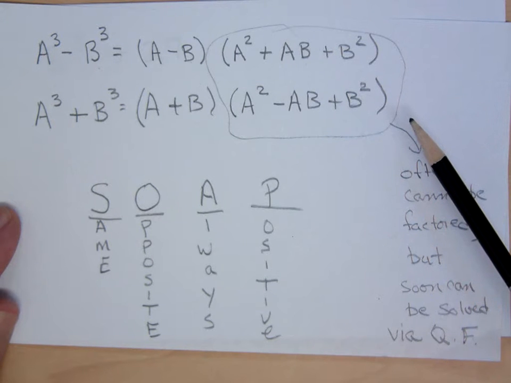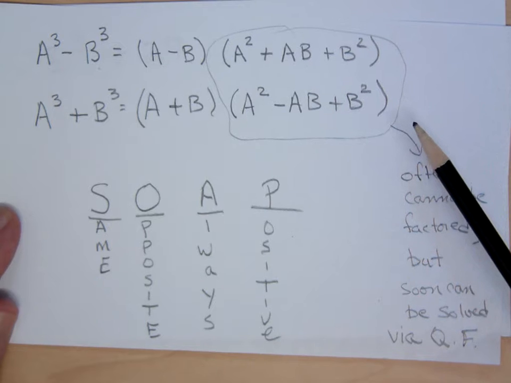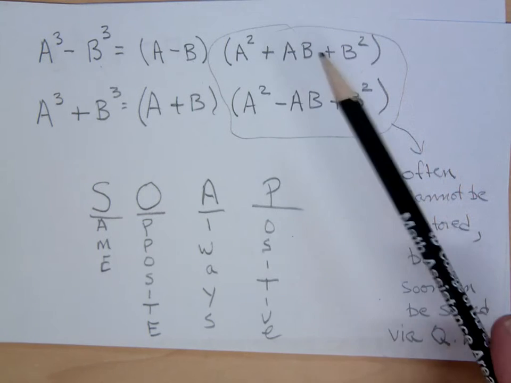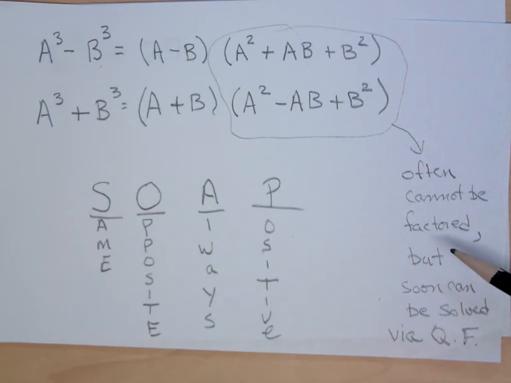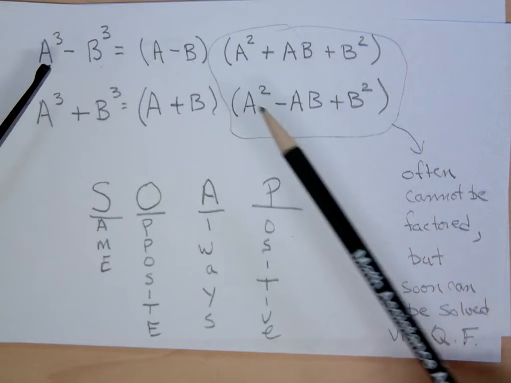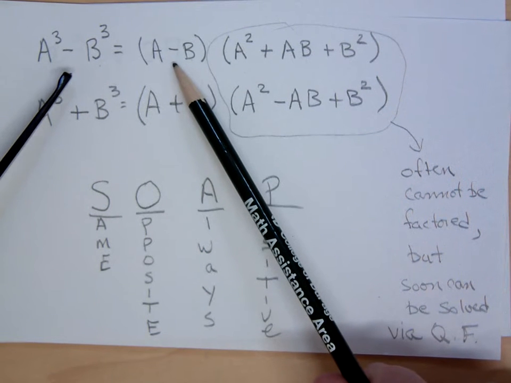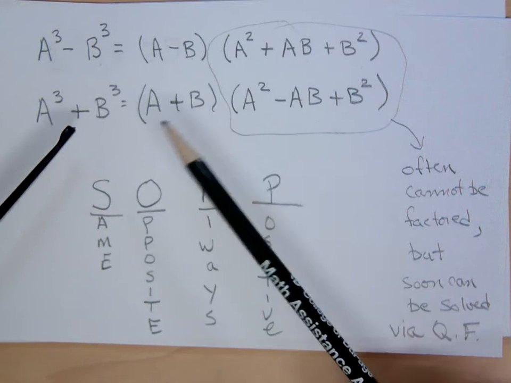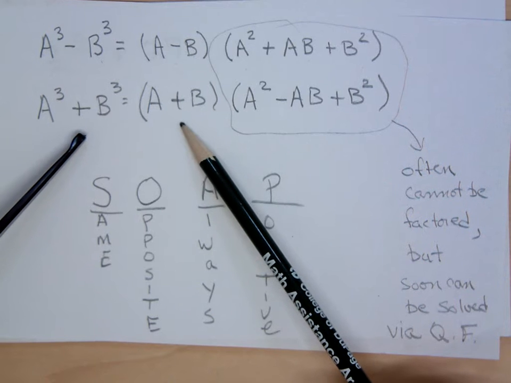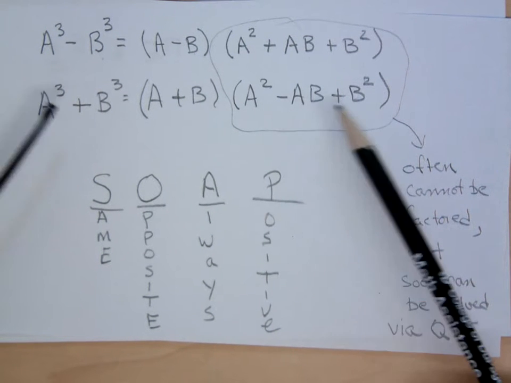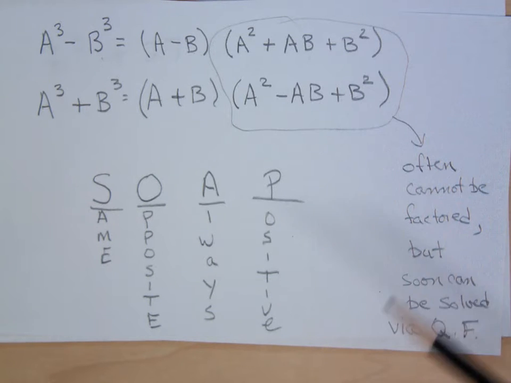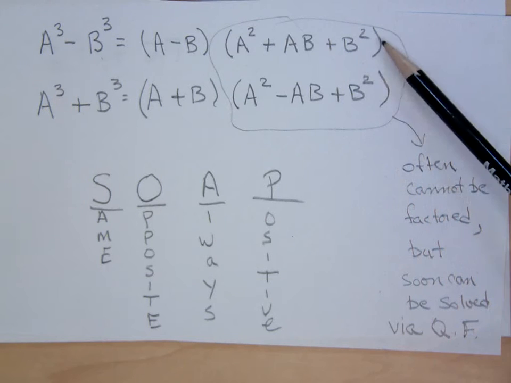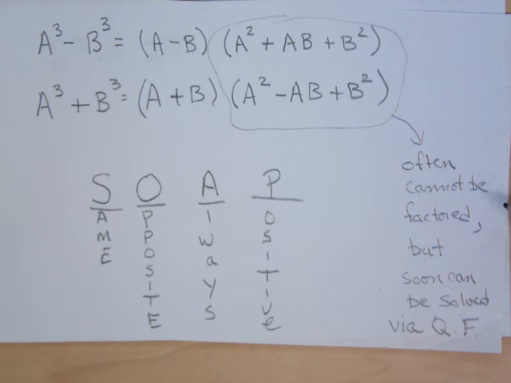Now, one of my students once said, the way I remember what's happening with these signs is I think of the acronym SOAP. The word SOAP stands for same, opposite, always positive. So you see, when you're factoring the differences, it's the same, opposite, always positive. When you're factoring the sum, it would be same, opposite, always positive. So he liked that.